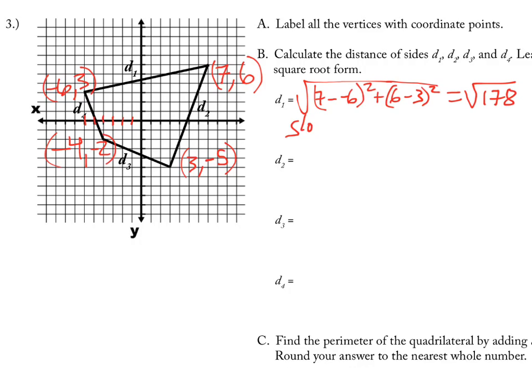And the slope for that guy is, well, your rise is right here. That's a rise of 3. And the run's right here, that's 13. So slope 3/13.